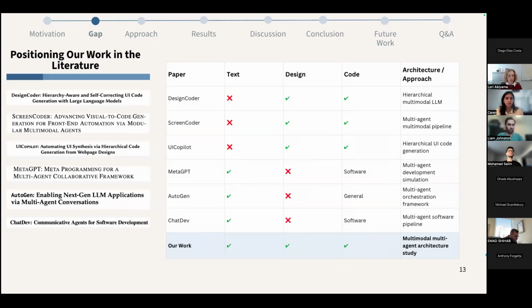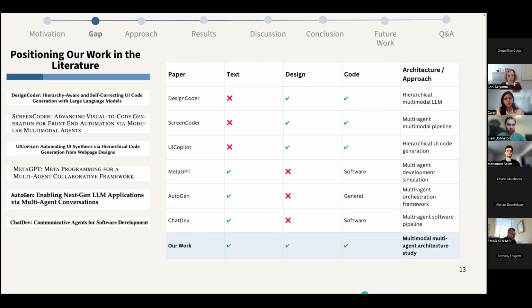So in this slide, we are going to compare the related studies and how they compare to our research. In this table, we summarize the key characteristics of the existing studies. We can see that there are systems such as Design Coder, Screen Coder, and UI Copilot that only do design to code, while the other pattern we saw was in MetaGPT, AutoGen, and ChatDev, which just do text to code. However, none of the approaches that we found jointly address both modalities while also studying the architecture coordination.